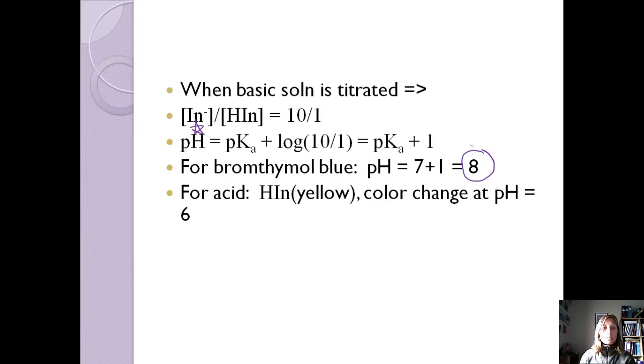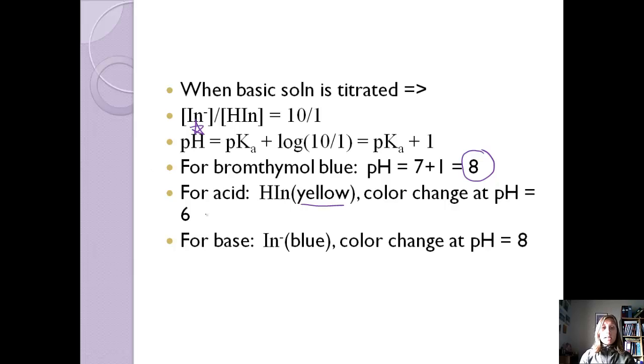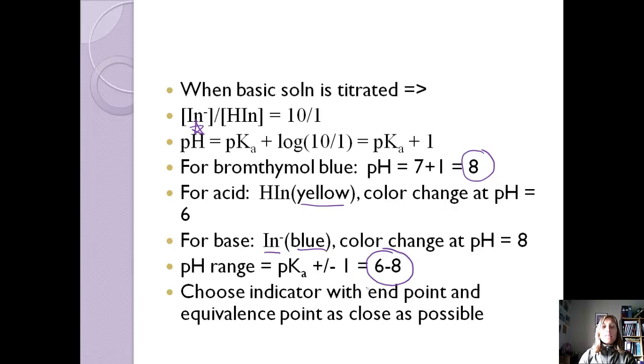If we did this with an acid solution, our initial is our HIn, which is yellow in color, and we know the color change would occur at a pH of 6. For our base, because we're starting with the basic part, and that's blue, we know a color change would occur at a pH of 8. So this gives us a range of pKa plus or minus 1. In this case, for bromothymol blue, it's 6 to 8. And so by knowing these ranges, it can help you choose an indicator with an endpoint, which is this, and an equivalence point as close as possible. You determine your equivalence point based on stoichiometry. You want to make sure it's within that range for your endpoint.